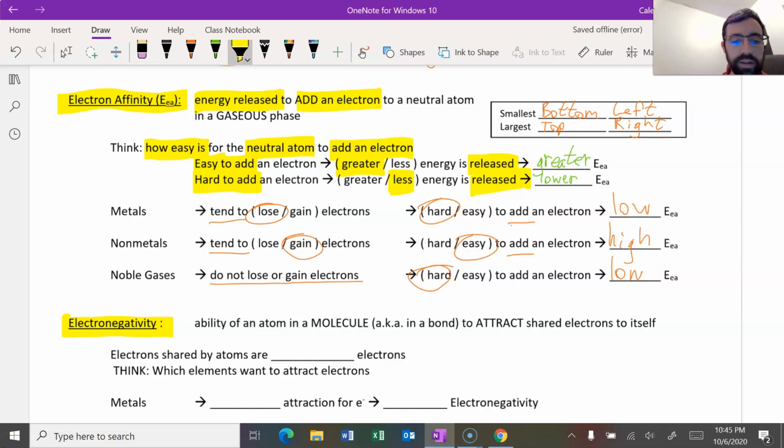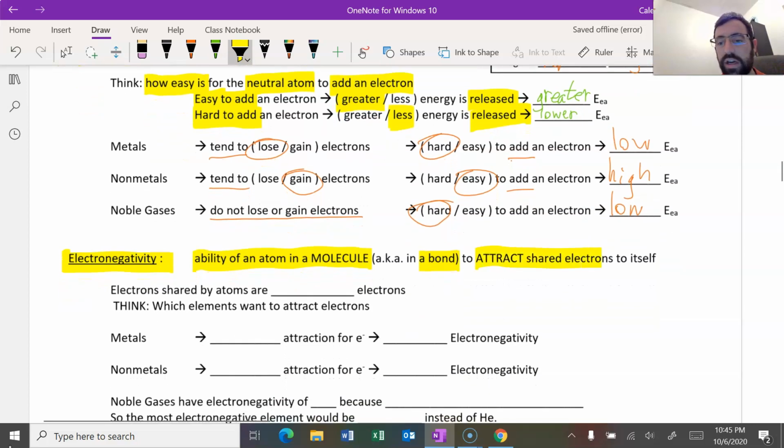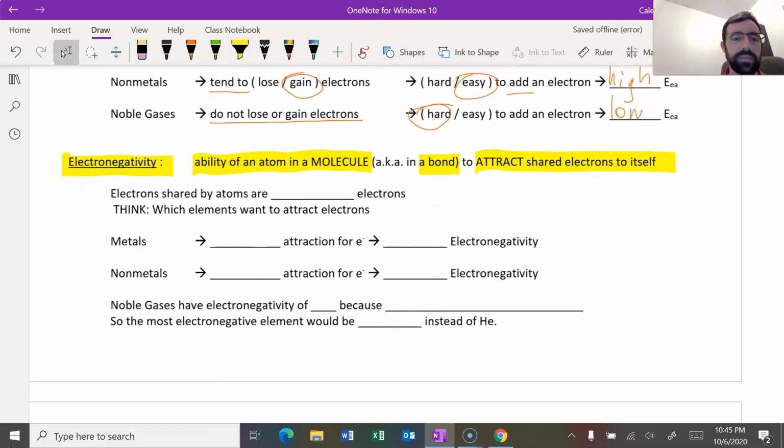Electronegativity is the ability of an atom in a molecule, so in a bond, to attract shared electrons to itself. This happens in covalent bonds, so we're usually looking at nonmetals. But we can be looking at metals as well. Electrons shared by atoms are valence electrons. So we need to be looking at the trends with relationship to valence electrons. Which elements want to attract electrons? That's what you want to think about.